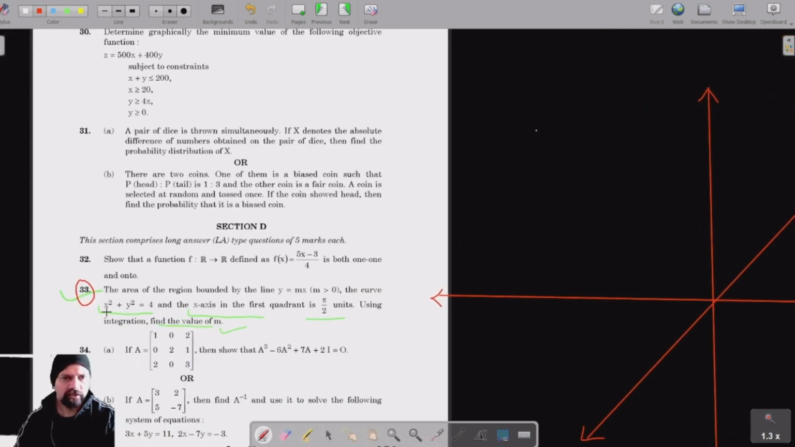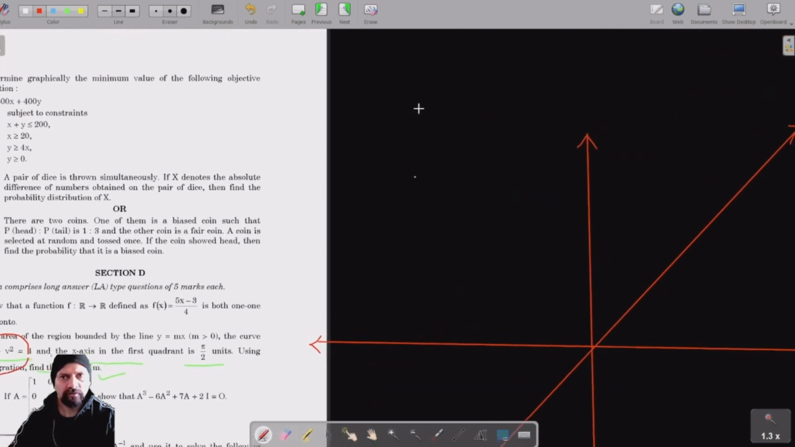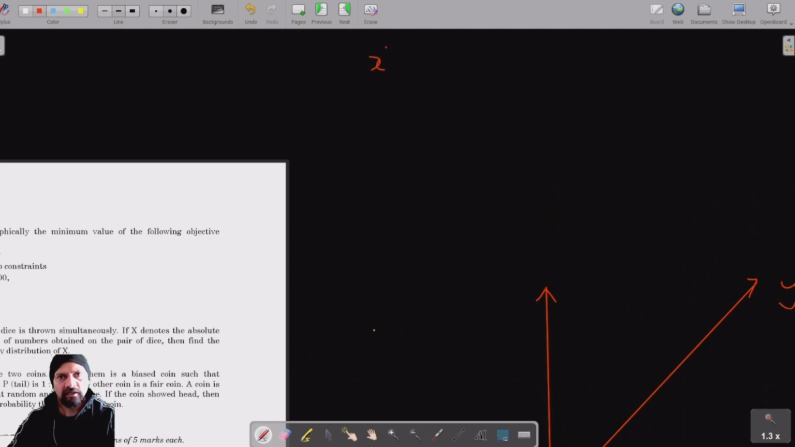And the next is the equation of the curve, x square plus y square is equal to 4. This is the equation of a circle with center at the origin. We know that the standard equation of the circle is (x minus h) the whole square plus (y minus k) the whole square is equal to r square.